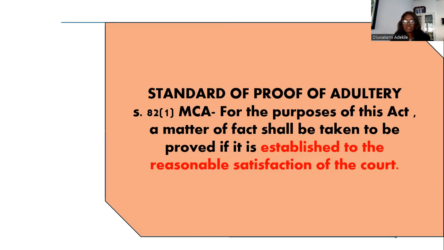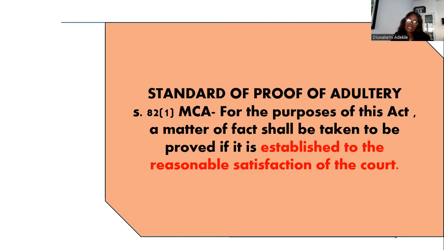For the purposes of the divorce petition, Section 82(1) MCA says that for the purpose of the Act, a matter of fact shall be taken to be proved if it is established to the reasonable satisfaction of the court. Ordinarily you would want to say adultery is a crime, and it should be based on proof beyond reasonable doubt, or balance of probabilities because it's a civil case. But the section says proof established to the reasonable satisfaction of the court.